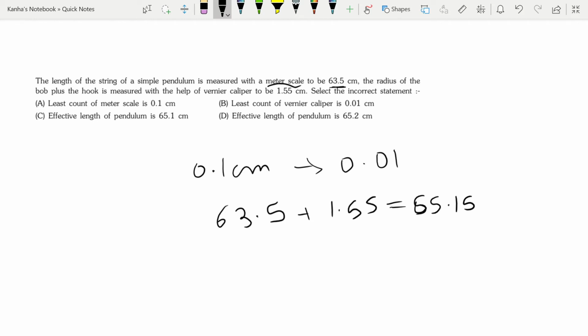But when you round this off, what do you get? Remember the rules I told you about significant figures? The least number of decimal places is 1. So the result should have the least number of decimal places. So this should be 65.2 centimeter.